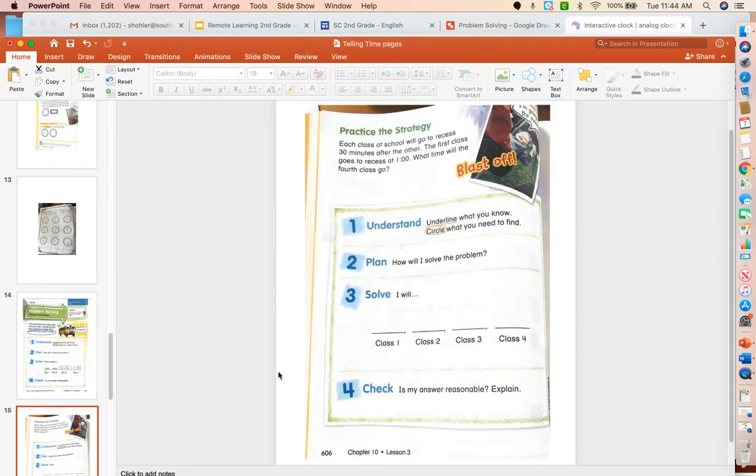Okay, we're going to go to page 606 now. We're going to practice our strategy. It says each class at school will go to recess 30 minutes after the other. The first class goes to recess at 1 o'clock. What time does the fourth class go? Our first step is to underline what you know and circle what you need to find. Go ahead and do that. Put me on pause and give that a try.